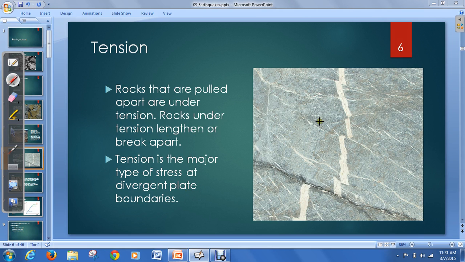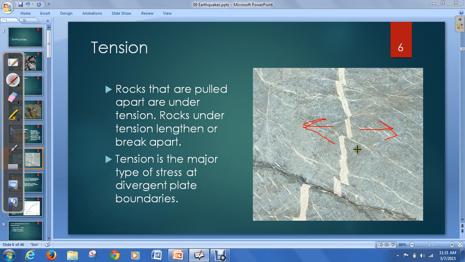Okay, so if you look at this rock right here, you can see this nice white line. You can imagine that this rock is being pulled apart, just like if you took silly putty and stretched it out. You're pulling on it from the sides and it's starting to pull apart. So we can see this new exposed surface that wasn't there before because the rock is actually stretching.